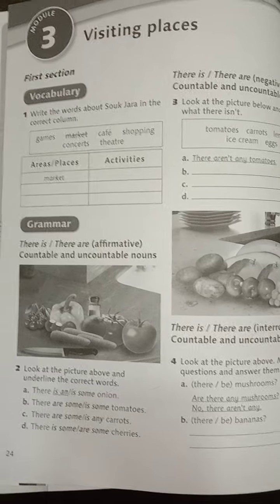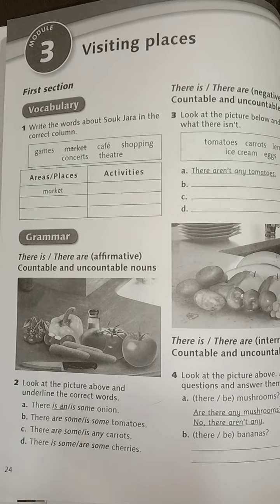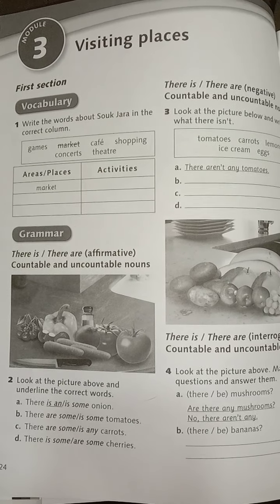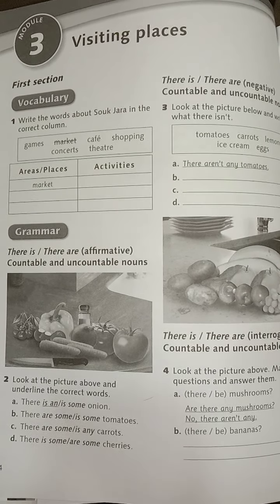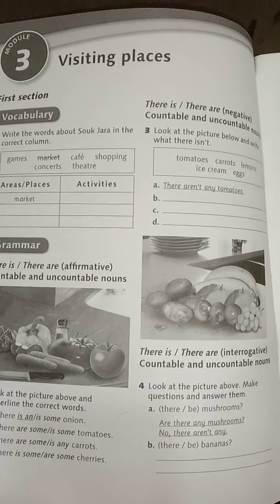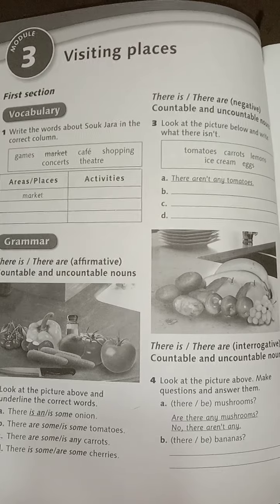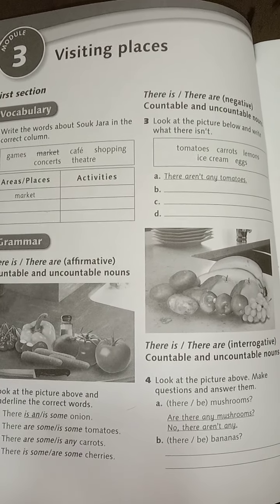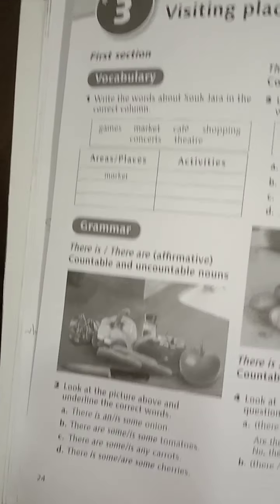Please open your activity book at page 24, okay? The title of our lesson is Visiting Places. So we are going to answer some exercises about countable nouns, uncountable nouns, there is, there are, in the affirmative, negative, and interrogative ways, okay? So, here we have the first section.